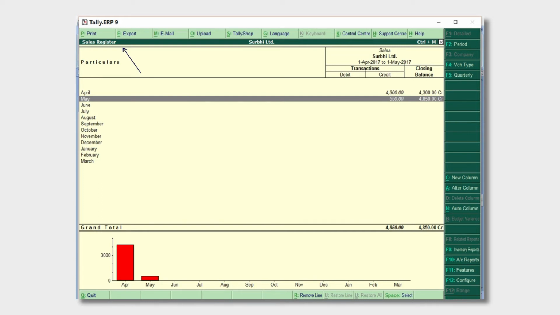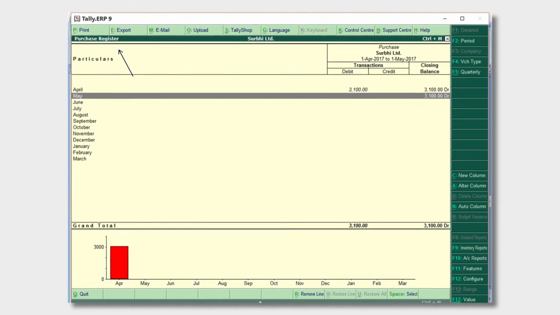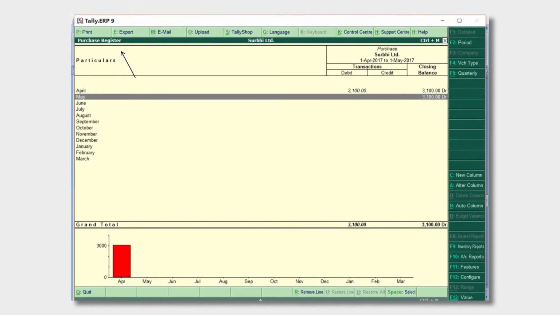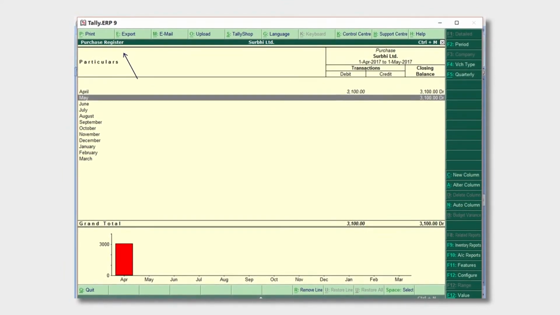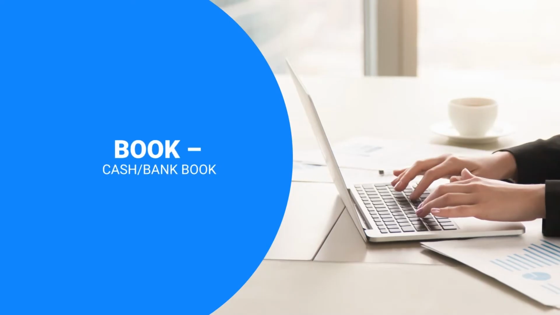Similarly, you can see the purchase register. You have purchases of 3100 in the month of April. Since no other purchases have been done during the year, it is showing the graph only in the month of April. Now the next book is cash and the bank book.